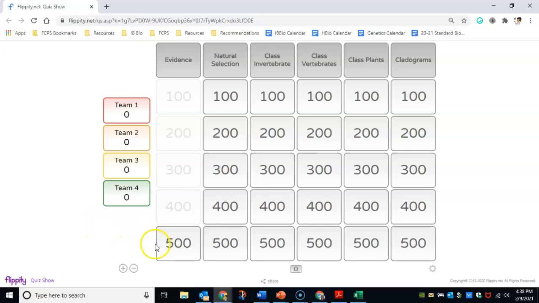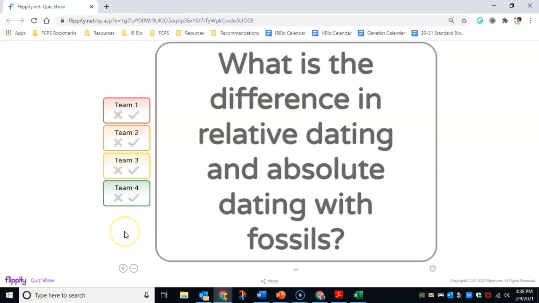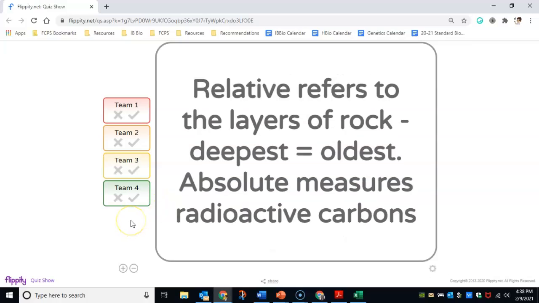And then last but not least, for 500 points, I'm definitely winning, by the way, by myself, I'm winning. What is the difference between relative dating and absolute dating with fossils? Just look at these words. You know what relative means, like you're relatively close. You kind of know, but you're not 1,000% sure, whereas absolute is you are absolutely sure that something is true. It's kind of the same with fossils.